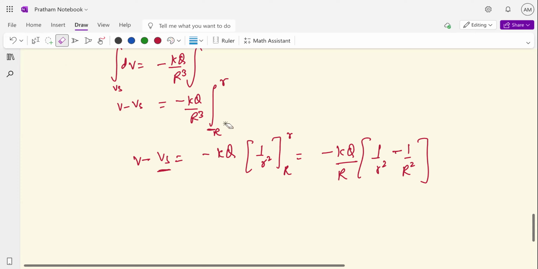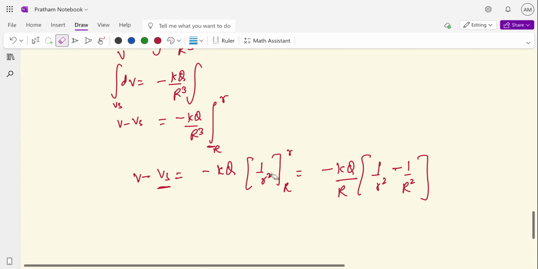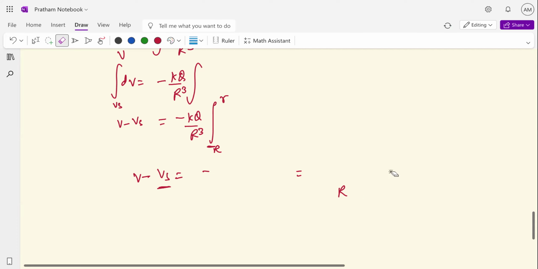Wait. We did a mistake here. Right? We have done a mistake. Remove it. Let's see. R was here, na? And it was dr. Okay, so K, it will become how much? KQ divided by R cube, 1 R square. Okay, here you will be having this. Is that clear?